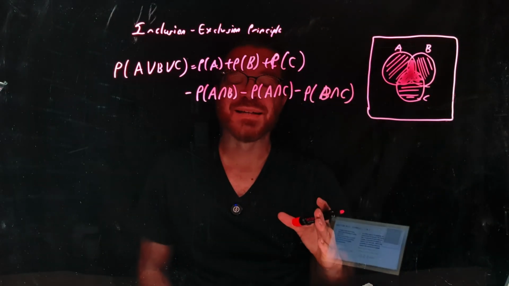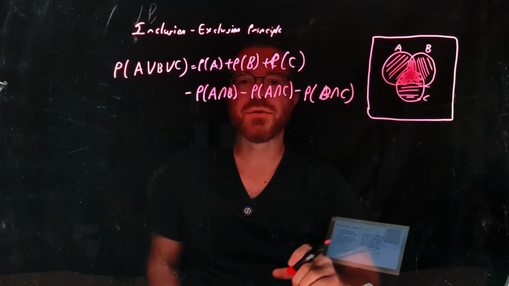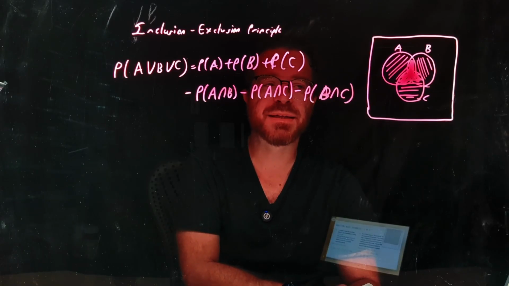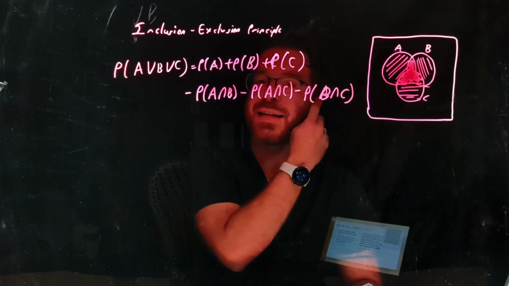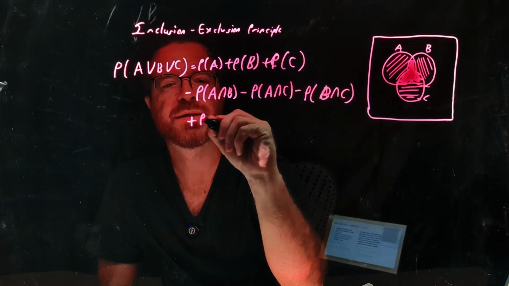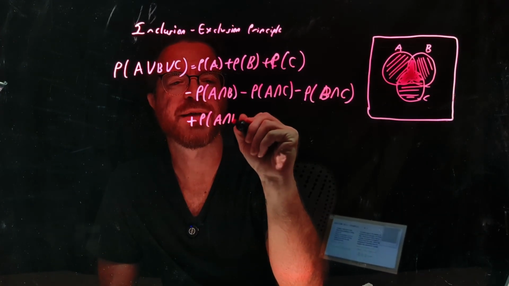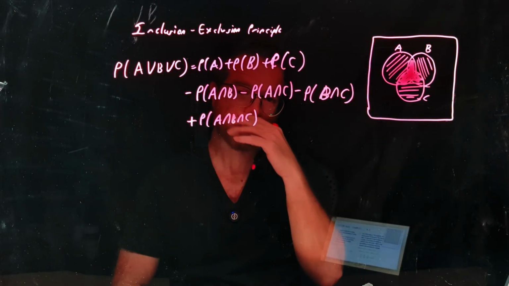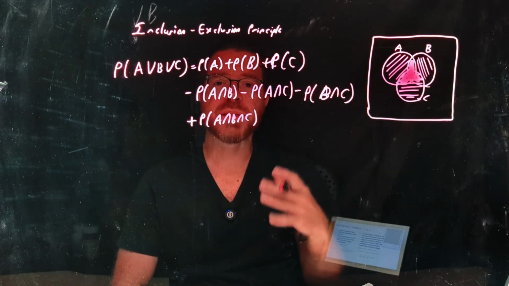But now what happened is we've subtracted out all of the intersections of A and B, A and C, and B and C, but we actually subtracted out the middle too many times. So we have to add that back in, plus the probability of A and B and C, the thing that they all share. And then you could continue doing this beyond this.